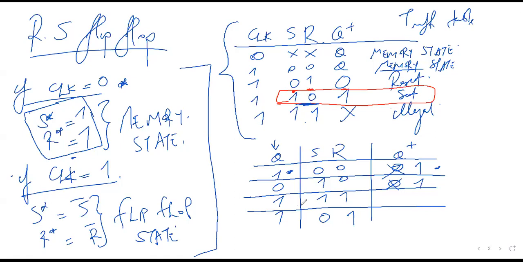Rafa, I give you 1, 1. What is my next state? Look at the truth table. It's 1. It's 1. No, it doesn't exist. This is an illegal state. Then lastly, Rafa, what do we have there? 0, 1. It becomes 0. Congratulations. This is the reset state.